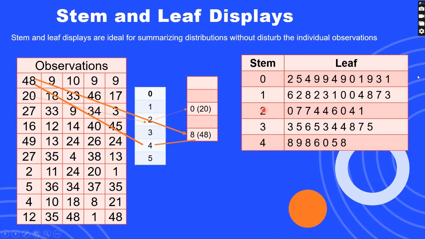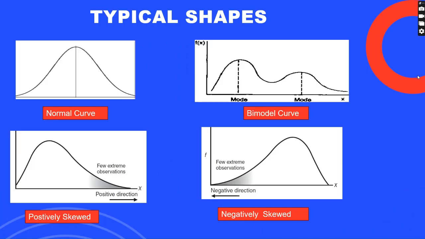So 4 8 is 48, 4 9 will be 49, 2 0 is called 20, 2 7 equal to 27, 2 4 equal to 24. So now we can represent the 50 digits plus 5, so only 55 digits will be represented. But here we can represent the 50 into 2, almost 100 digits. So we are able to save the data size by about 45%, and things can be saved easily. So that's what the stem and leaf display is.